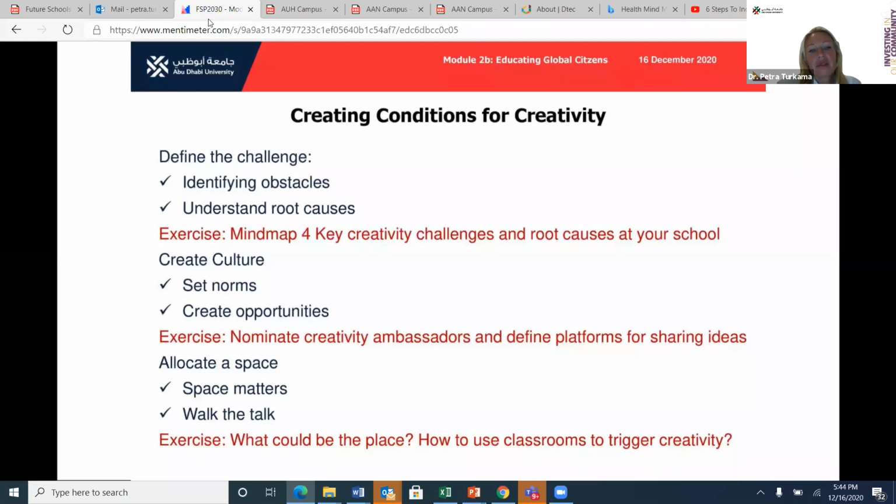So I have a couple of exercises here, but I think we won't do them now for the sake of time. But one is nominating creativity ambassadors. So maybe we can have some of the faculties or some of the more senior students, and why not all the students, or maybe the school council or the student council, to become these innovation ambassadors, and they would then be initiating innovations among the students. Sometimes it works better if the students take the initiative rather than us teachers. And make these definite platforms for sharing ideas.